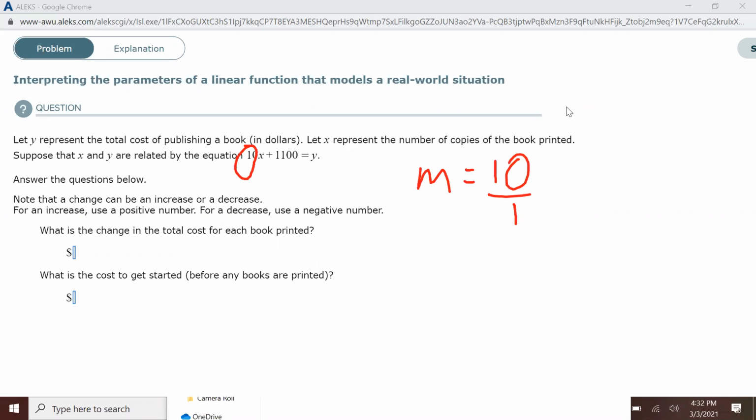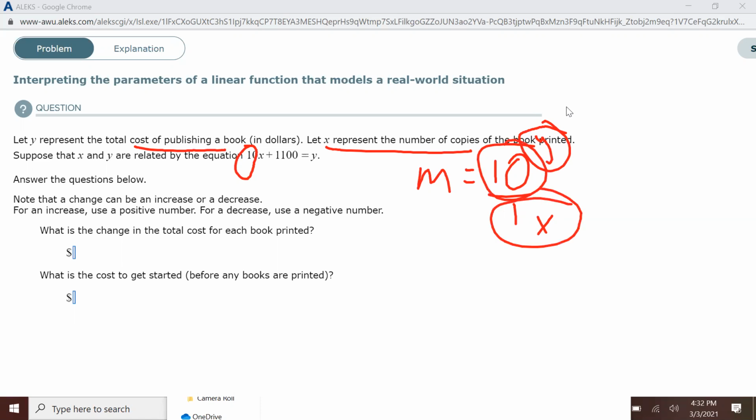The numerator of the slope tells us how y changes, and the denominator tells us how x changes. In this problem, y stands for the cost of publishing a book, and x stands for the number of books that are printed. So it would be a cost of $10 for each one book. So the slope in this problem means $10 per book to publish. And that would be the value right there.